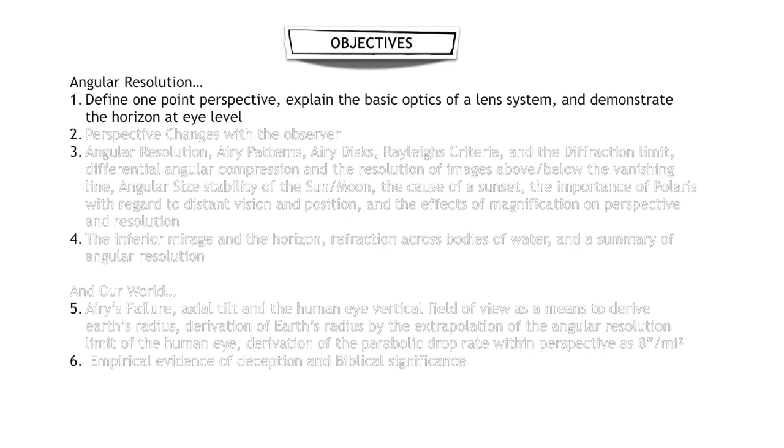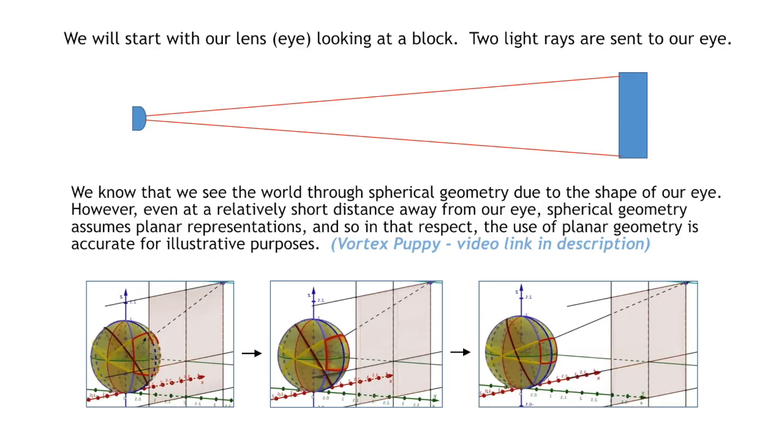So again, this is the first part of the series, so we will define one-point perspective, explain the basic optics of a lens system, and demonstrate the horizon at eye level. So we'll start with our lens or our eye looking at a block. 2 light rays are sent to our eye.